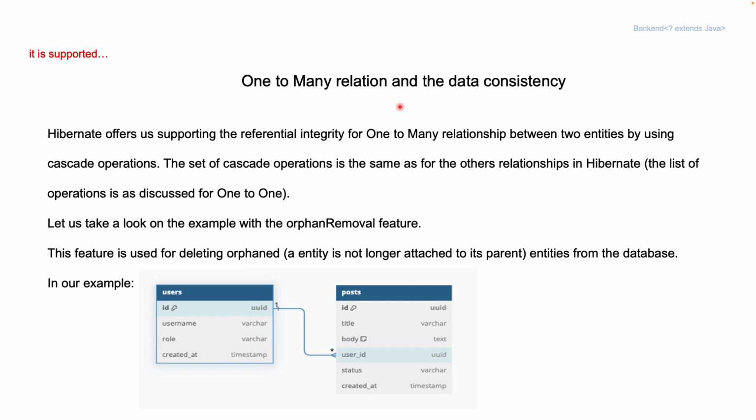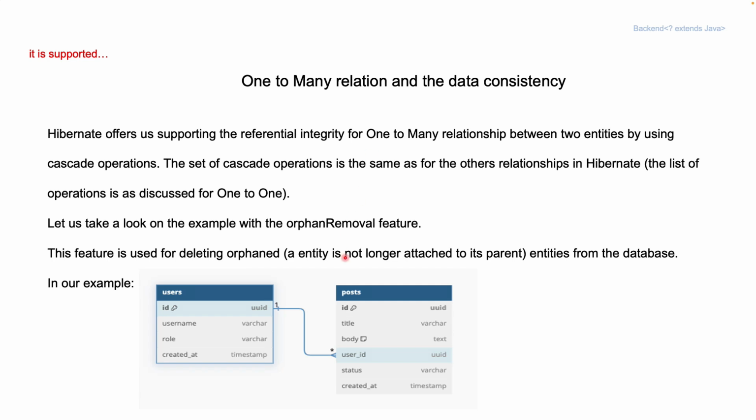In this situation, Hibernate also offers us support for referential integrity for a one-to-many relationship between two entities by using cascade operations. The set of cascade operations is the same as for other relationships in Hibernate, and we have already seen the list of operations and discussed it for one-to-one. Here, for a one-to-many relationship, usually we use the @OneToMany annotation. Another interesting feature for pursuing referential integrity is the orphan removal feature.